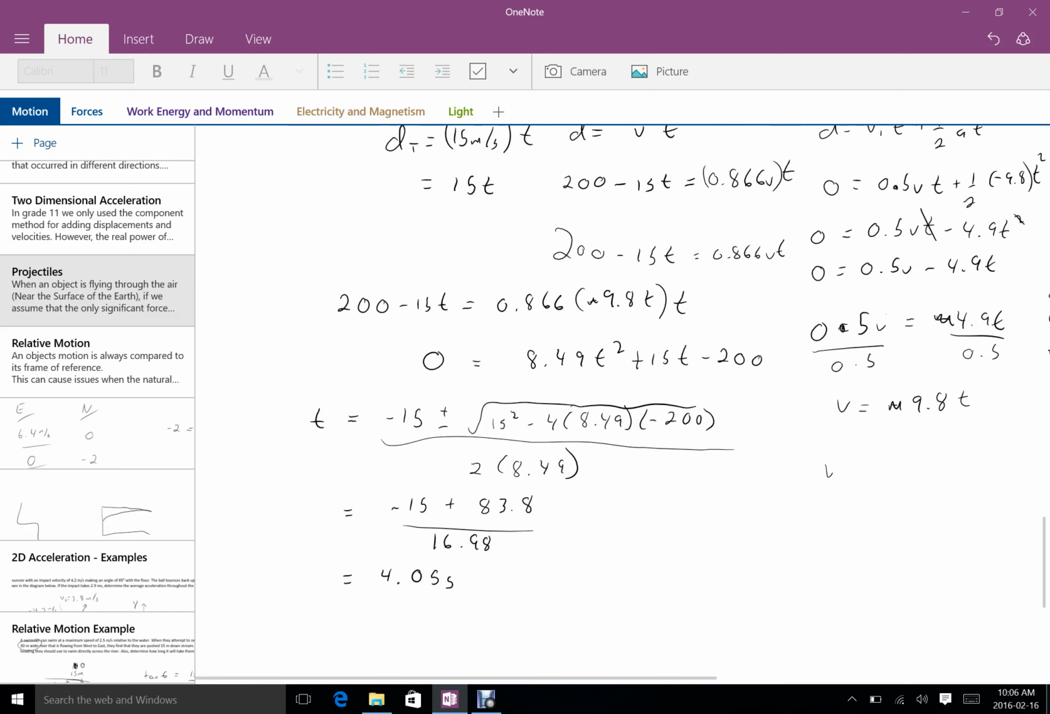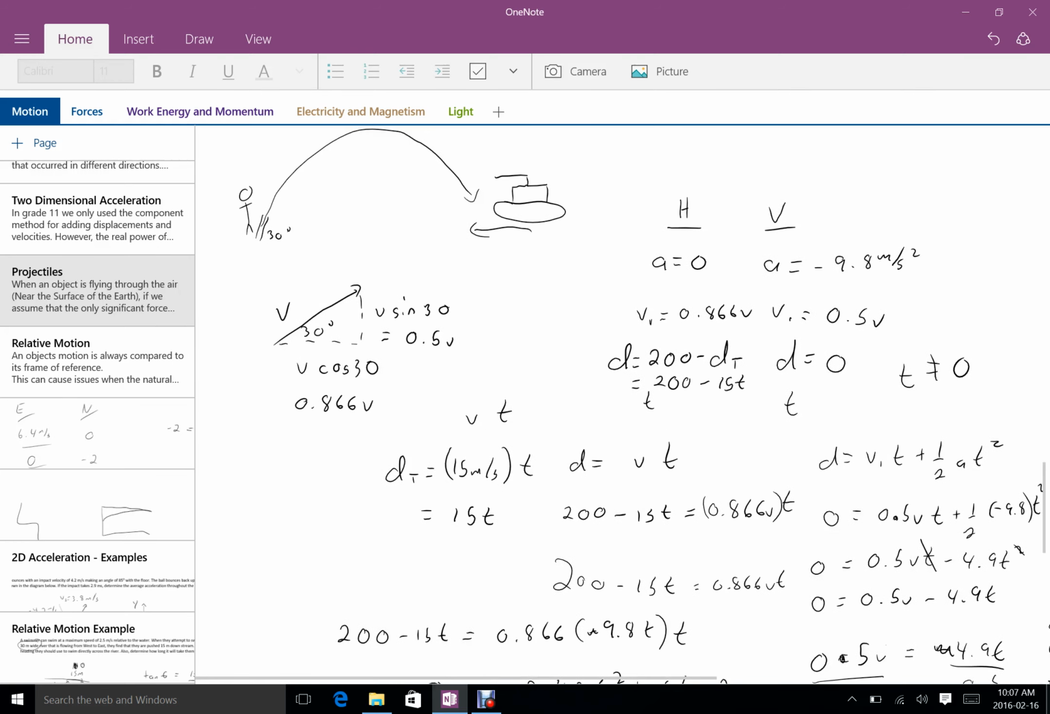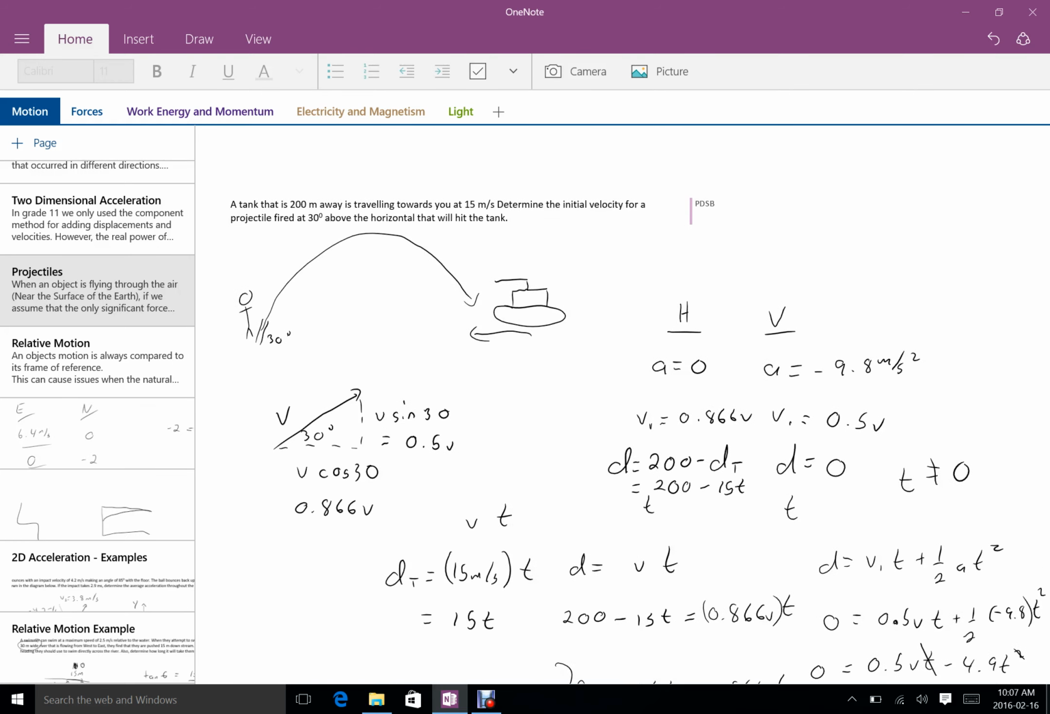Now with that, I can use this simple equation, v equals 9.8t, to come up with what the initial velocity must have been. 9.8 times 4.05. So I must have launched this projectile initially at a speed of 39.7 meters per second to allow it to come back down and hit the tank at the right time.